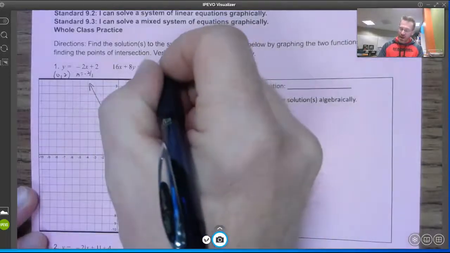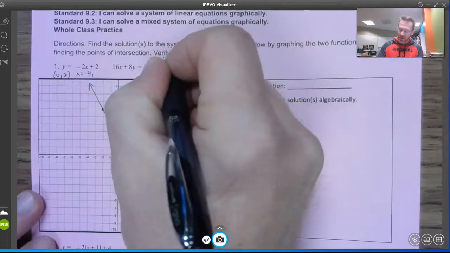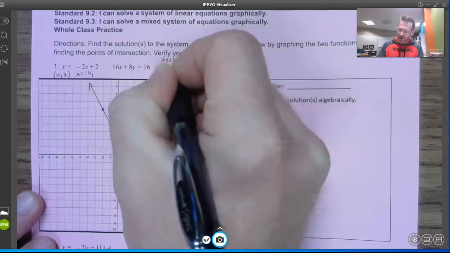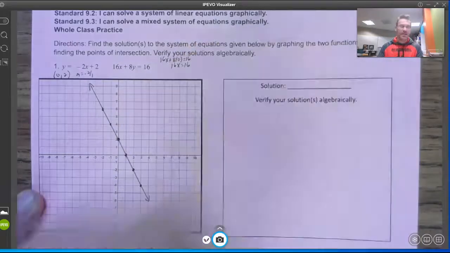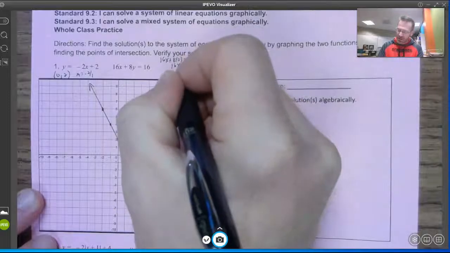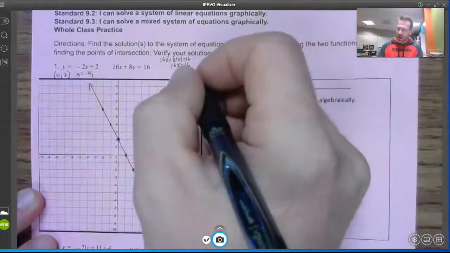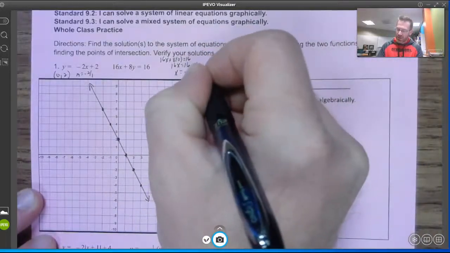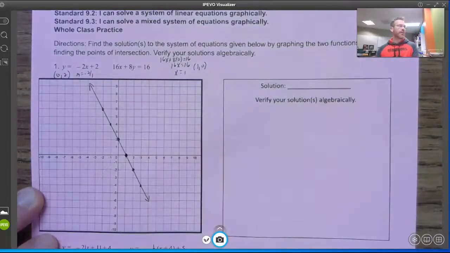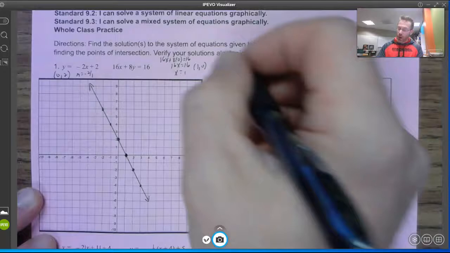So now when I do my x-intercept, I know y is 0. So 16x plus 8 times 0 equals 16. So 16x equals 16. So 16 times what is 16? And that would be 1. So my x-intercept would be 1, 0. Oh, and look at that. That's on the line we already graphed. But we want to keep going. So now let's find our y-intercept.